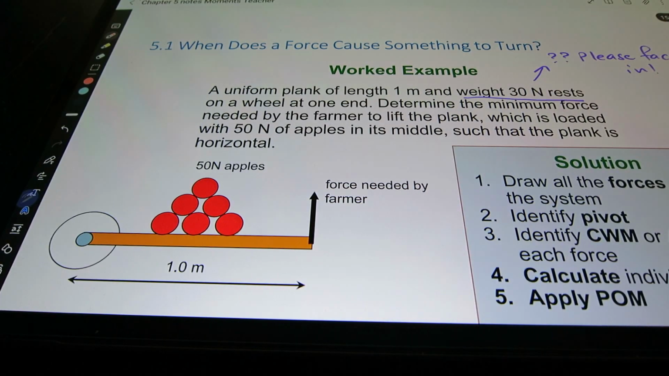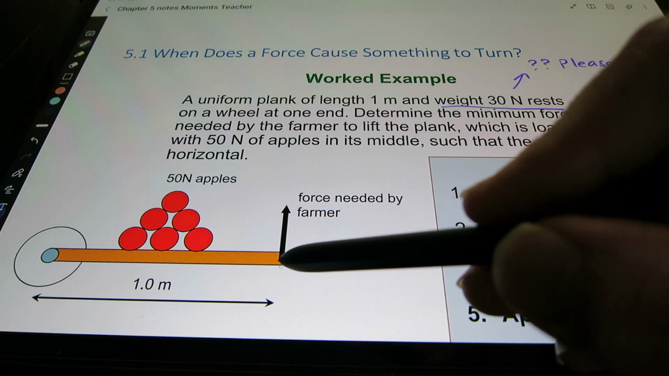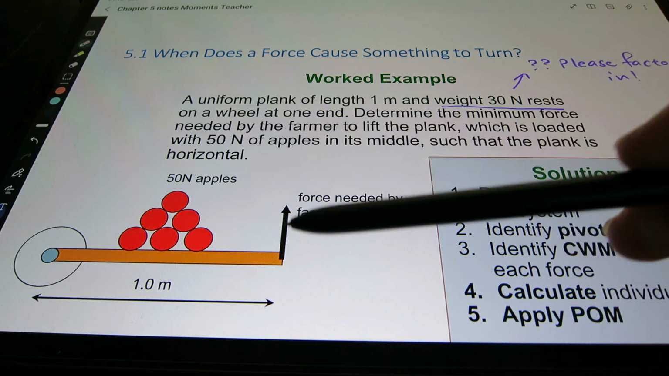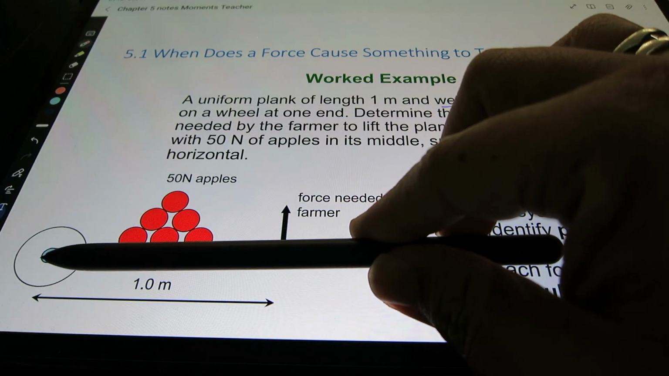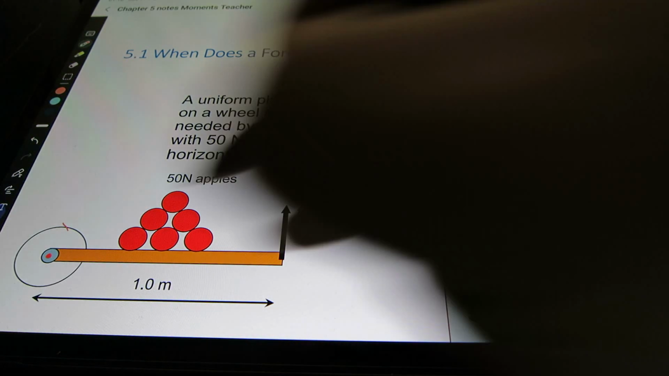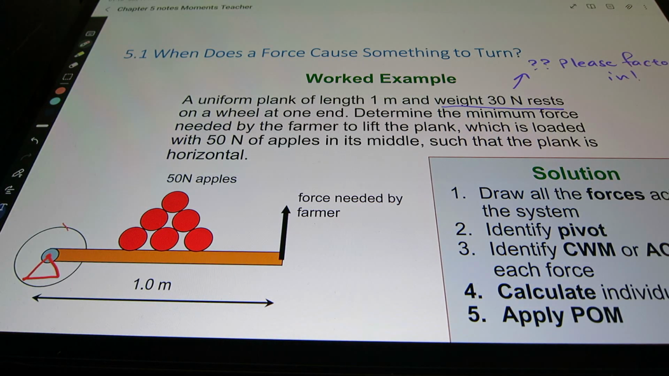Okay, have a read. I have a uniform plank of length 1 meter, weight 30 newtons, resting on a wheel at one end. So I need to determine the force. First off, I need to determine where's the pivot. Look at this. If I exert a force here, I'm expecting this wheelbarrow to rotate in a certain direction. Where's the point that doesn't move? I have identified this as the point that doesn't move. So this is the pivot. Right, so I like to draw a triangle there to help me imagine.